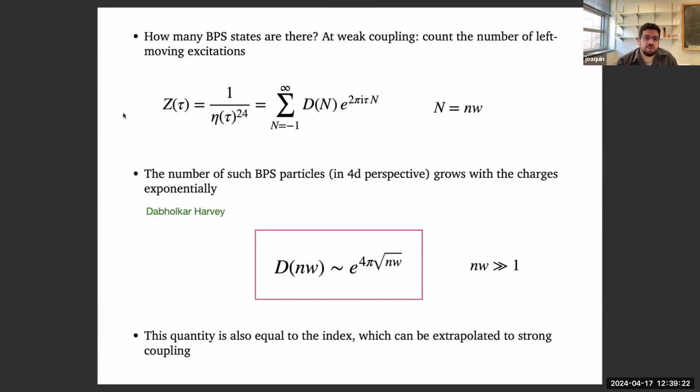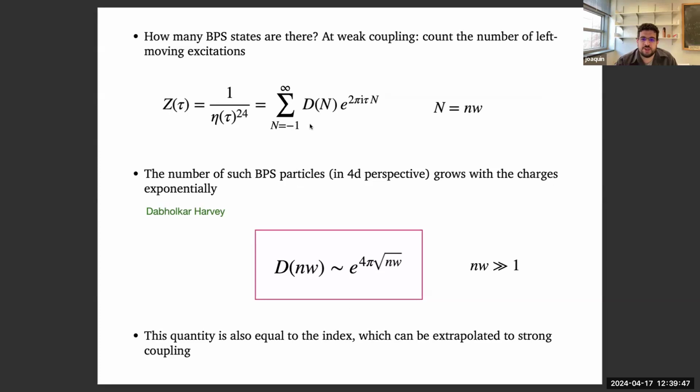So how many of these VPS Dabholkar-Harvey states are there? Well, at weak coupling, this is easy to count. It is the number of left-moving excitations, the number of ways to construct a string with a given left-moving excitation. And that's counted by the partition function of 24 free bosons.